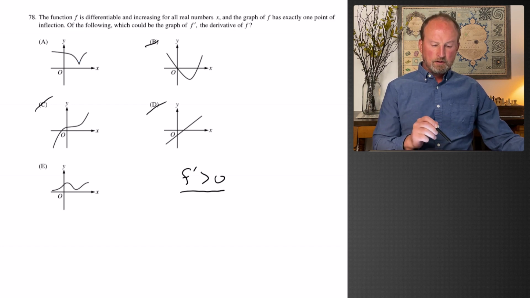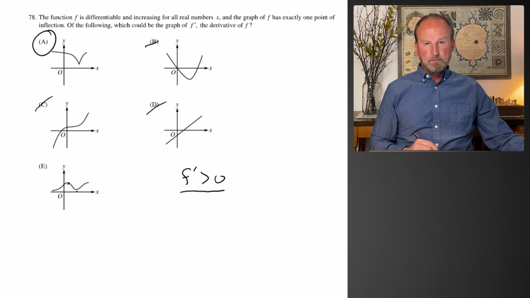Letter A, I have one max or min. It switches signs right there, and it has just one point. So right now A looks like a good option. Letter E has 2 points of inflection, has 2 max mins. Answer, letter A. One max or min of the first derivative makes it one point of inflection.